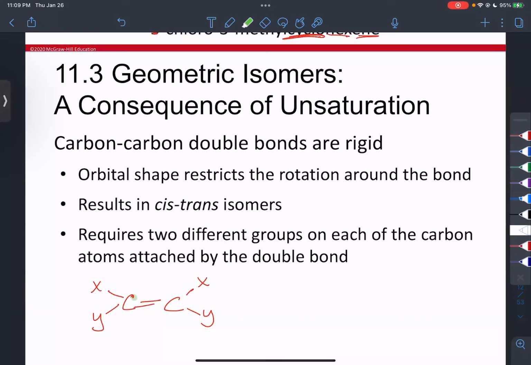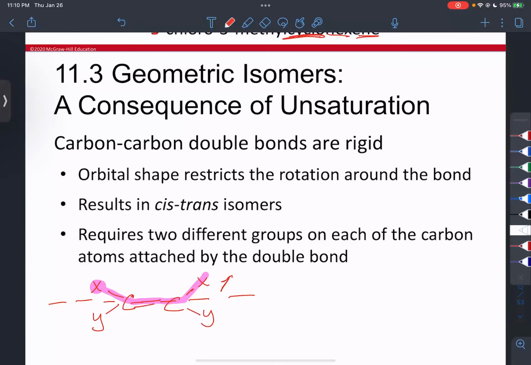So if we look first at this green carbon, we can see that it has an X and a Y attached to it. So yes, it has two different groups attached to it. Then we look at the second carbon and we say an X and a Y, and yes, it's two different things attached to it. So yes, we can identify if this is a cis or trans isomer. And the way that you do that is you look at the things that are attached to the carbon and how are they in relation to, we call this the plane of the double bond.